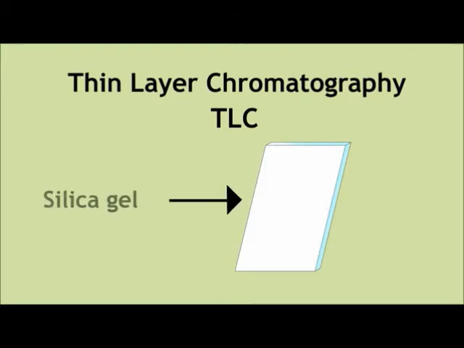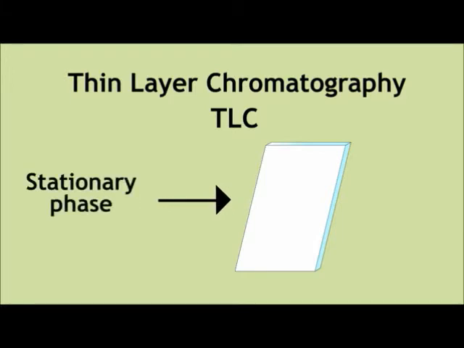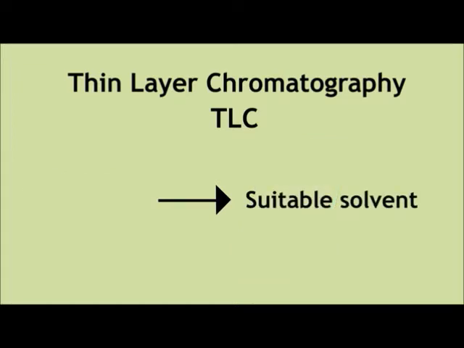Thin layer chromatography, or TLC, works in exactly the same manner. Instead of chromatography paper, a glass plate with a thin layer of silica gel or any other adsorbent material is used. This thin layer of adsorbent material is the stationary phase. A suitable solvent may be used as the mobile phase.